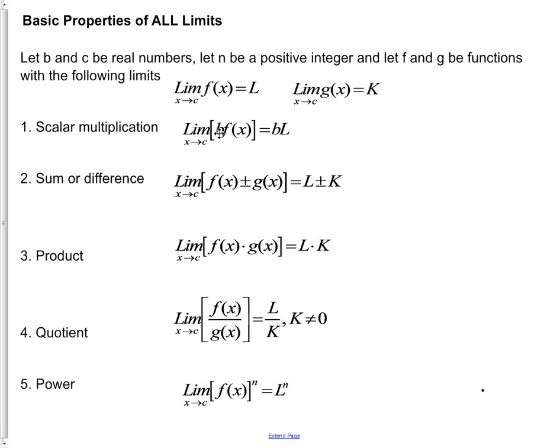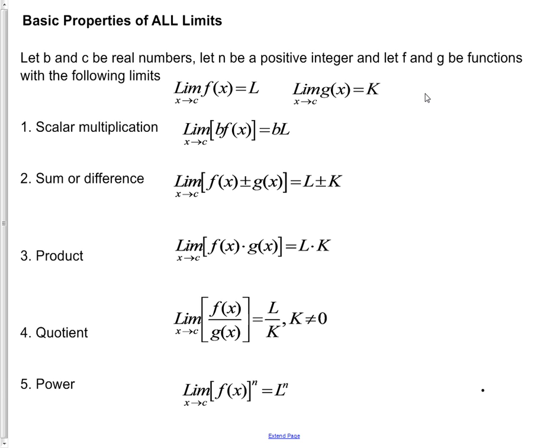What must be true? Well, one rule tells us, in scalar multiplication, that if we take the limit as x approaches c of some constant b times the function f of x, it's exactly the same as taking that constant b times the limit. And we can actually illustrate this with a couple of different problems.